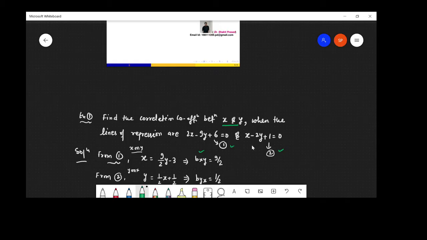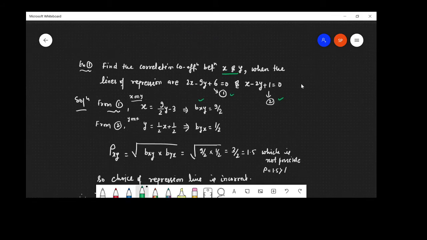Similarly, from equation 2 we find the line of regression of y on x. Then we write equation 2 as y equal to 1 by 2 x plus half, and it gives the regression coefficient of y on x equal to 1 by 2. And after that we know that the correlation coefficient is the geometric mean of the two regression coefficients.